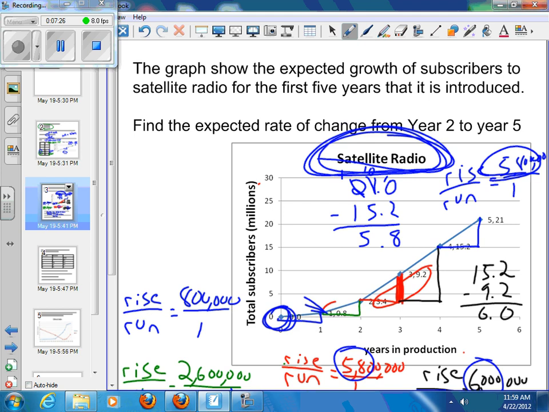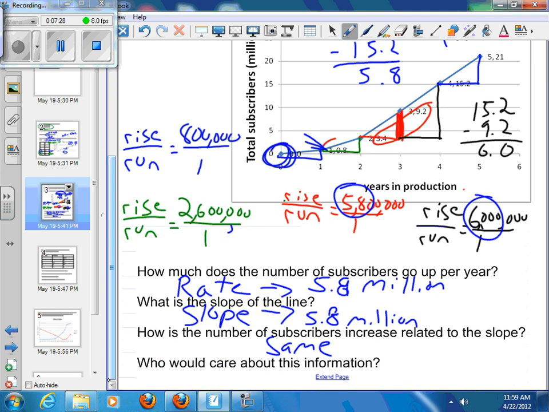So the satellite radio companies are who would use this information. And again, notice the biggest part here: your rate and your slope are the same thing when you're talking about a word problem.